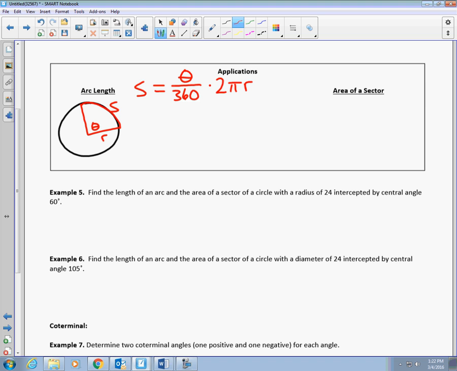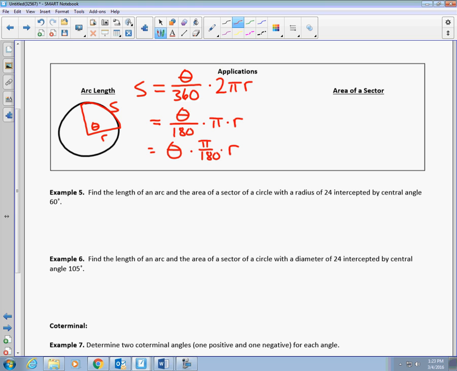All right? Now, if you were to work this out, you'd end up with 2 over 360 reduces to, yeah, so you get theta over 180 times pi times r. Or theta times pi over 180 times r. I can write the theta right up front, put a pi on top if I want. That's if we're working in degrees.